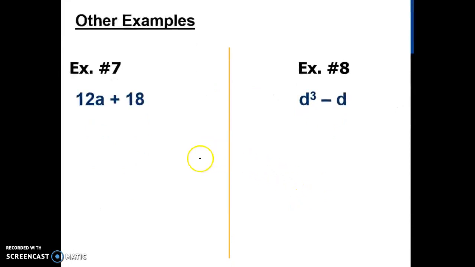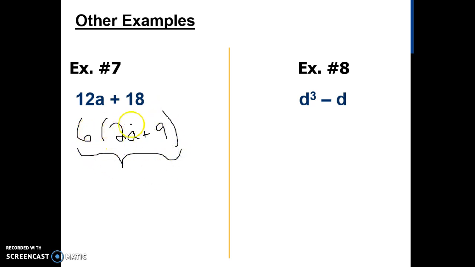Okay, some other examples. Sometimes there's not further things we can do. Once we go ahead and take out a GCF, we are where we are. So for this one, if I go ahead and take out a 6, I'm going to end up with 2a plus 9. There's really nothing else I can do. This is still factored, though. I still went ahead and factored out a GCF. There's nothing else I can do.